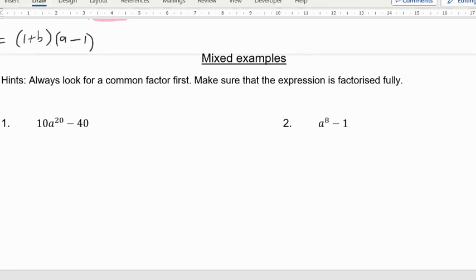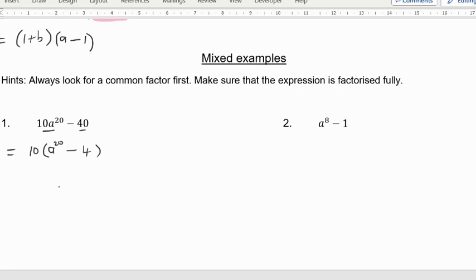Okay, let's look at the first one. Let's go through the checklist in our mind. Start by looking for a highest common factor first. There is one. Both terms, the two terms, have got a 10 that we can take out. Left over goes into a set of brackets. Then we are left with a to the power of 20 in the first term, and then 4 in the second term. Okay, so let's investigate.